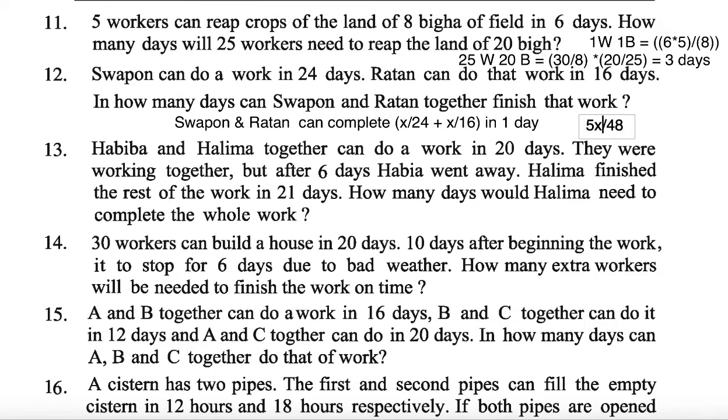So how many days will it take for them to complete? That is 48 by 5. They have to do at least x portion, right? So they will take 48 by 5 days. Okay, or otherwise 5 9s are 45. So 9 and 3 by 5. If you want me to express this in a mixed fraction form, that is 9 and 3 by 5 days.